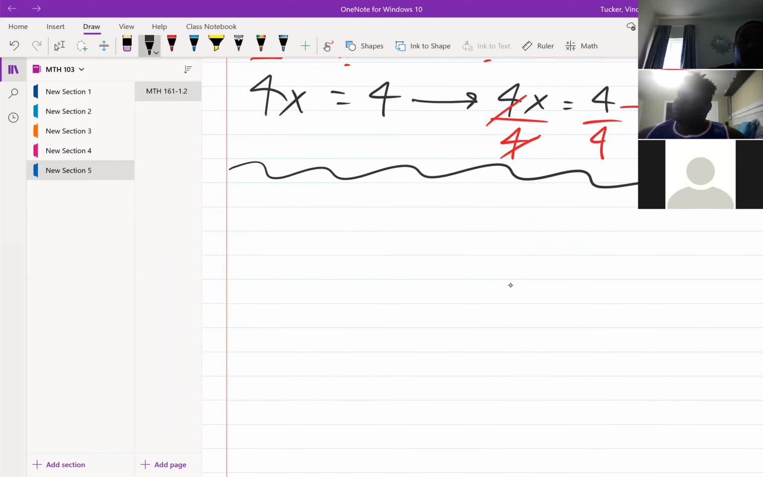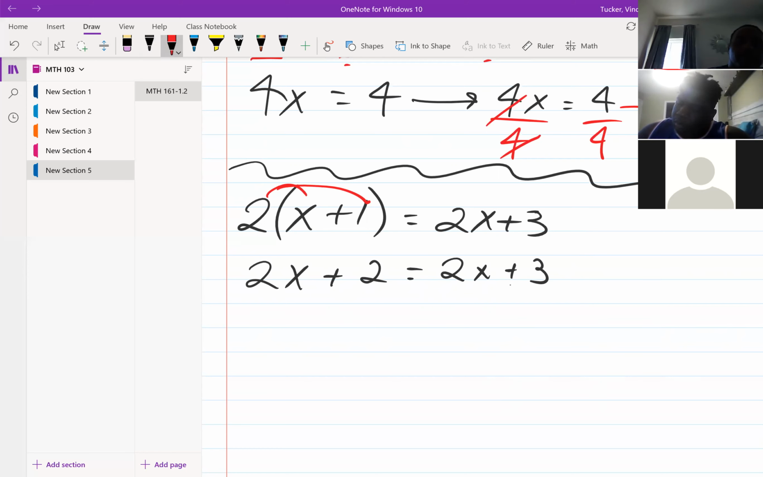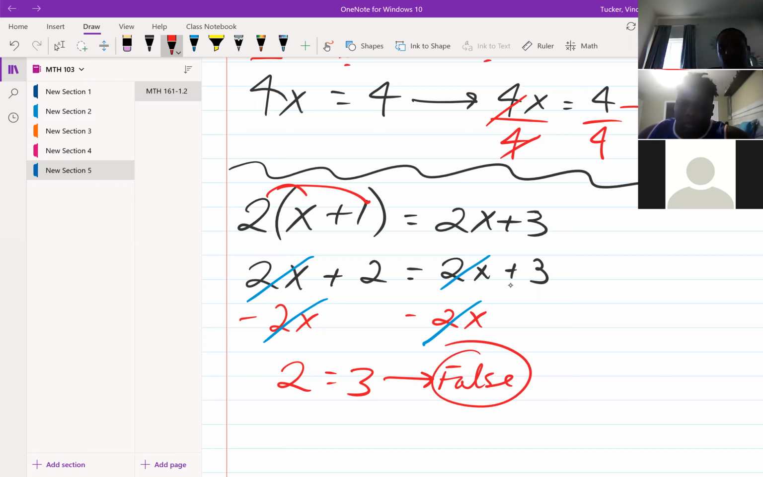All right. So we have these scenarios that can occur when solving. You need to watch out for. So the first one here seems like a regular equation, 2 times the quantity of x plus 1 equal to 2x plus 3. Do your distribution. That'd be 2x plus 2 equal to 2x plus 3. Subtract 2x from both sides. That leaves me with 2 equal to 3, which is a false statement because, of course, 2 is not equal to 3. All right. So your answer isn't false. Just letting you know, we created a false statement.